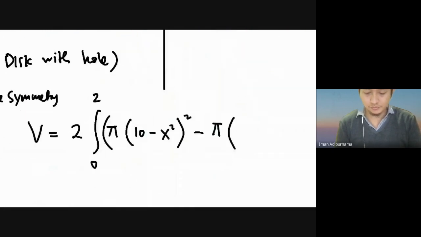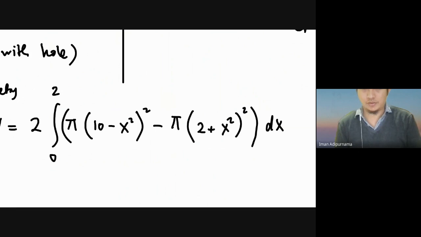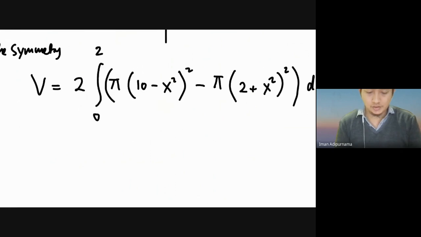So the inner one will be x squared plus 1 plus 1. So let's say 2 plus x squared. Okay, and then we integrate with respect to dx. Okay, now we integrate this.